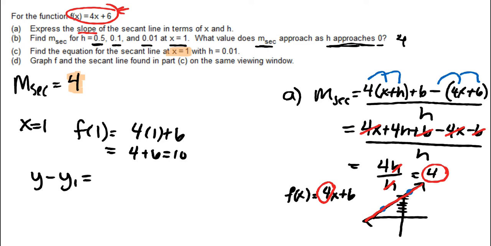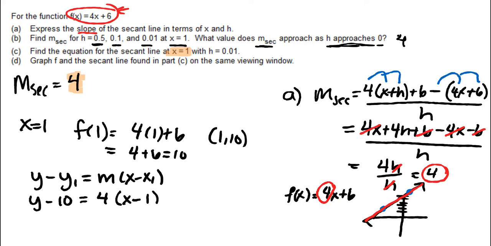Y minus y1 equals m times x minus x1. So I'm using that point, 1, 10. So in for y1 is 10, in for the slope is 4, and in for x1 is 1. That's y minus 10 equals 4x minus 4. I'll add 10 to both sides, and I have y equals 4x plus 6. So the equation of the secant line is 4x plus 6.